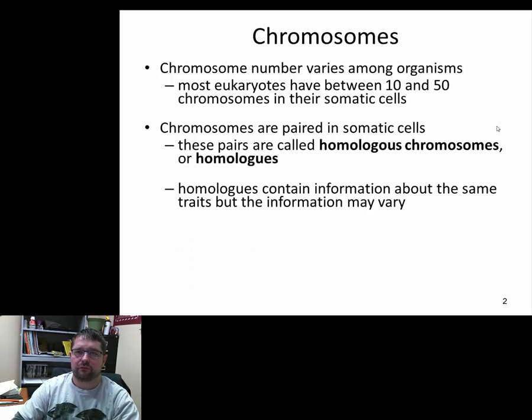Now, homologous chromosomes, especially in diploid organisms like ourselves: you have one chromosome from your dad, one chromosome from your mother. Okay? These are identical chromosomes, so it's chromosome number 1 and chromosome number 1. But the genes on those chromosomes can be varied. So it's the same gene.